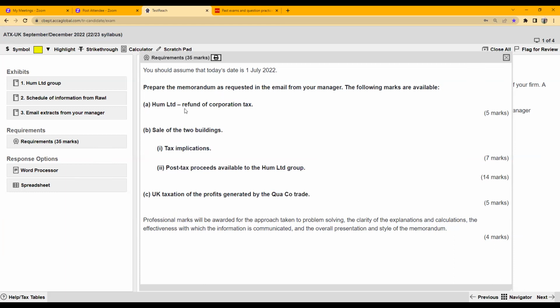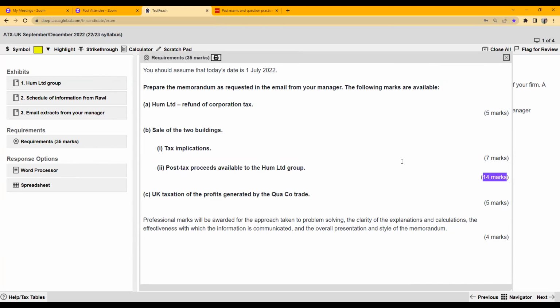In this memorandum, A: Hum Limited, a refund of corporation tax. It's about 5 marks. As I told you, the ethics area is always for 5 marks. B: sale of 2 buildings. For these 2 buildings, you need to consider the tax implications for 7 marks in part B1, and part B2, post-tax proceeds available to Hum Limited Group, and this requirement is for 14 marks.